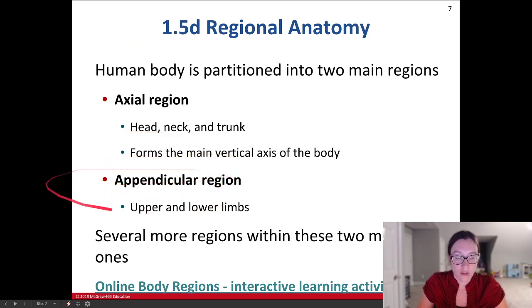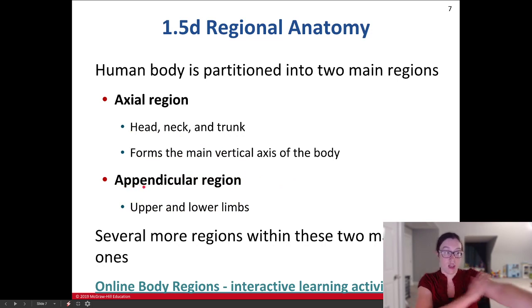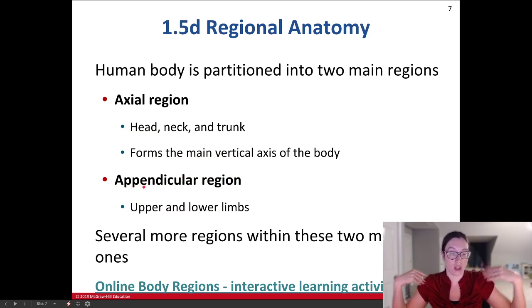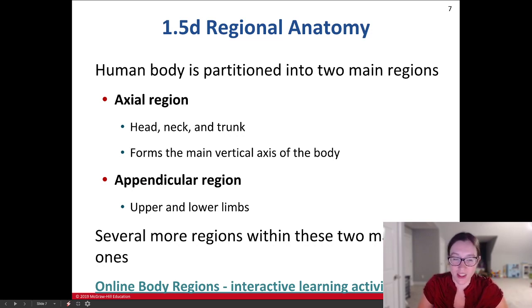So the appendicular region is going to be the upper and lower limbs. So I think of them as the appendages, right? The appendages are the arms and legs, the upper and lower limbs. And there are many, many more regions within these 2 main ones.